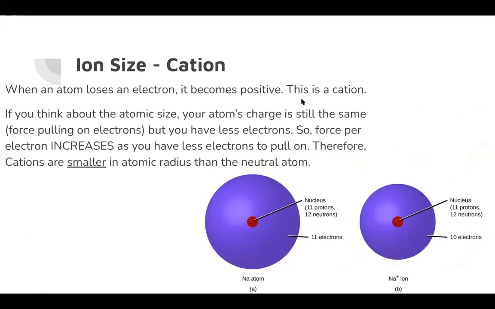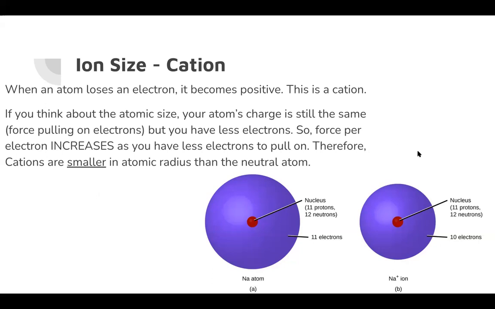So when we jump into cations, when an atom loses an electron, it becomes positive, which is a cation. If you think about the atomic size, your atom's charge is still the same. So the amount, which is related to the amount of protons you have, right? So the atom's charge you have is still the same, and it's pulling on the electrons, but you have less electrons to pull on when you are a cation because you gave one of your electrons away. And so the force per electron increases as you have less electrons to pull on. And therefore, the cations are smaller in atomic radius than the neutral atom because you have more force pulling on each electron as you have less electrons.